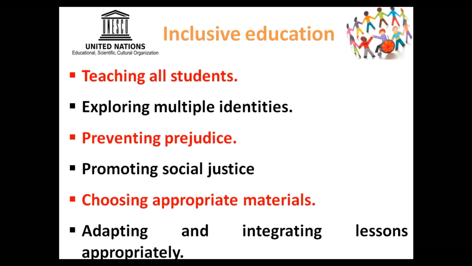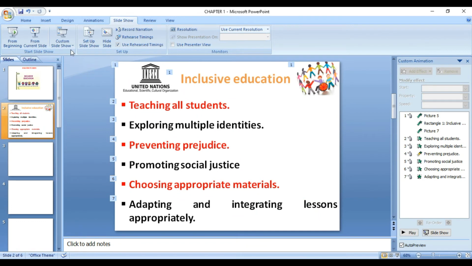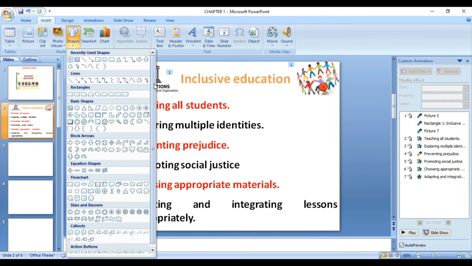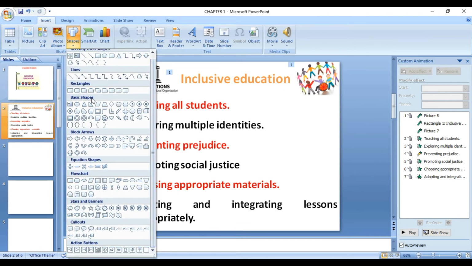Now let's see how to add hyperlink to this slide. For that, go to Insert, go to Shapes, and here you find many shapes, rectangles, basic shapes, block arrows. Go to bottom and you will find here action buttons. Action buttons, as the name suggests, when you press it, some action will happen. So I'll be using these action buttons to hyperlink this slide to some other source.